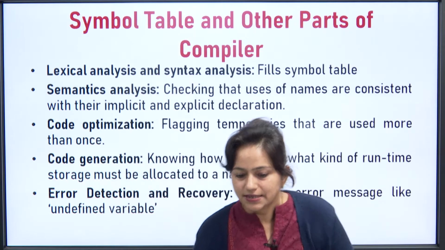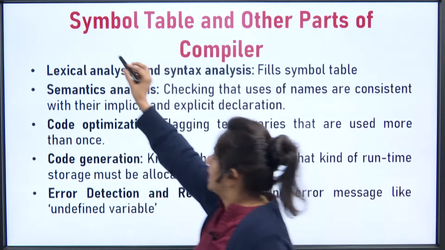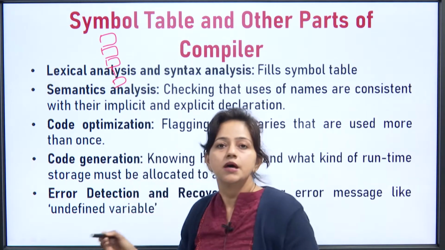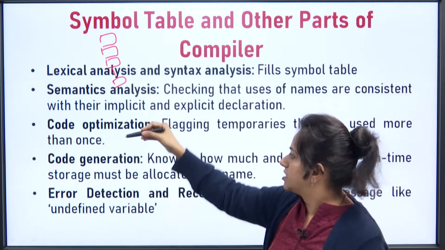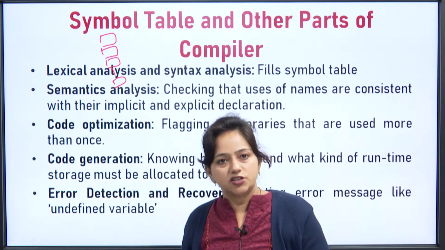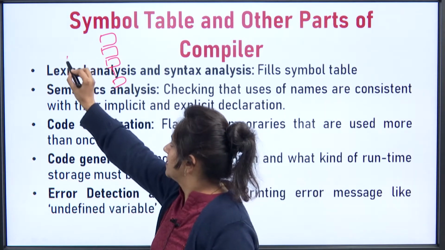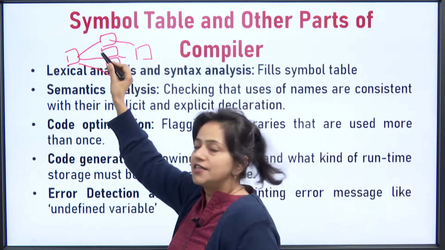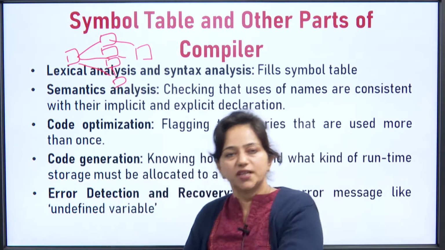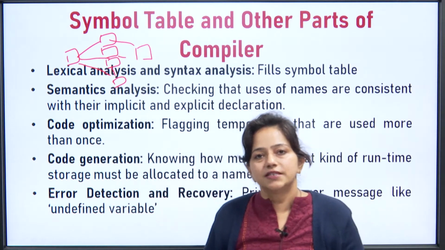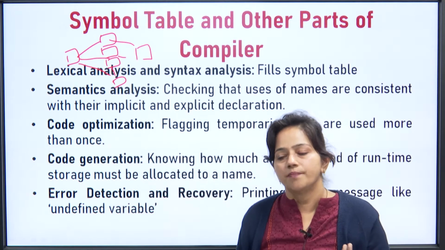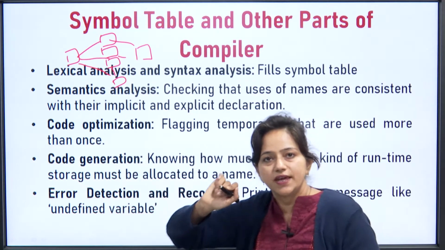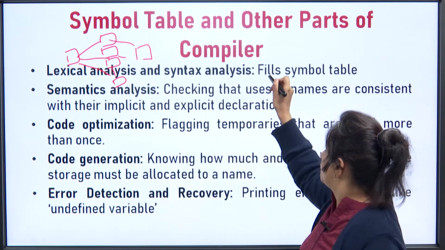Now, next, we know that there are phases of the compiler like lexical analysis, syntax analysis, semantic analysis, then intermediate code generation, then code optimization, and then code generation, and all these phases are linked with the symbol table. Some of the phases of the compiler write into the symbol table, while some of the phases fetch information from the symbol table. The lexical analysis phase and the syntax analysis phase fill the symbol table.